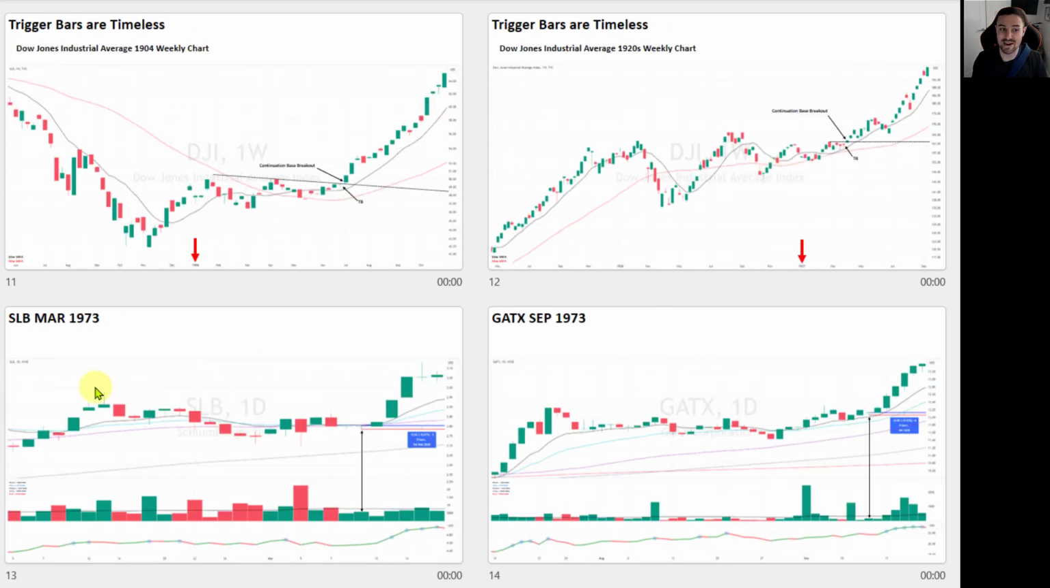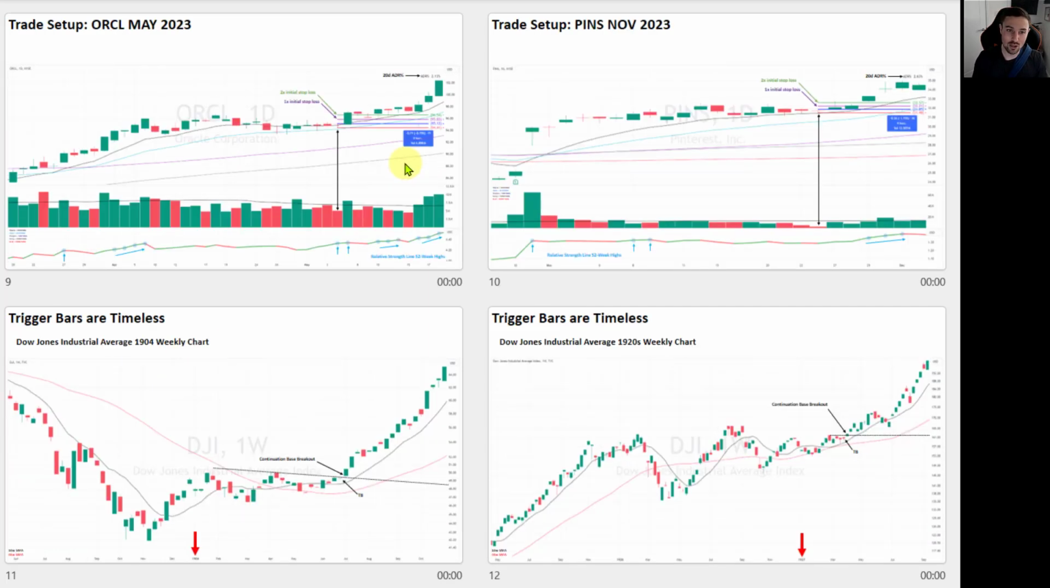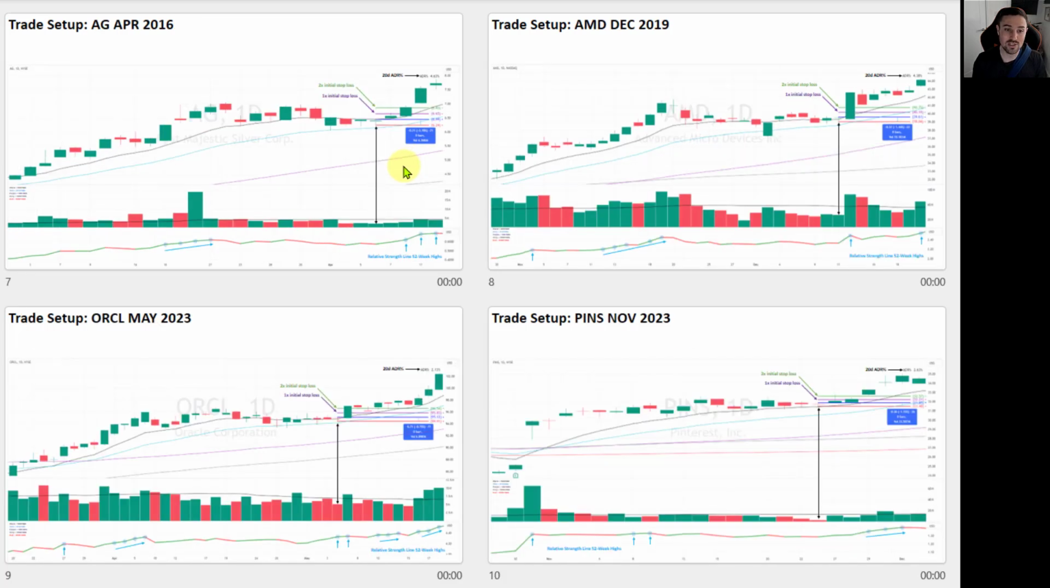We're going to go all the way back to the 1970s. I'll show you some examples. We could even go back to the 1920s on the weekly chart. Low volume tight inside bars are not a new phenomenon. They have been around for over 100 years, and if the stock market's still here in 100 years, I think they'll still be here too.